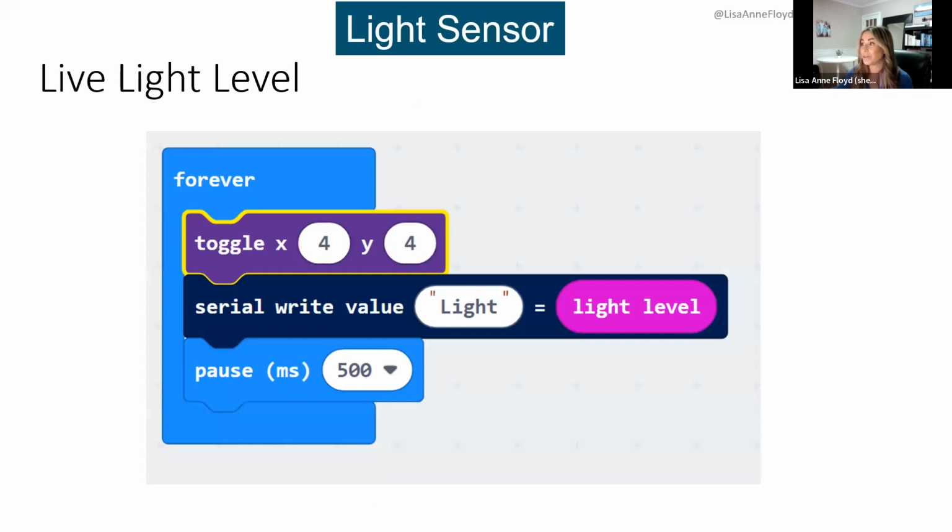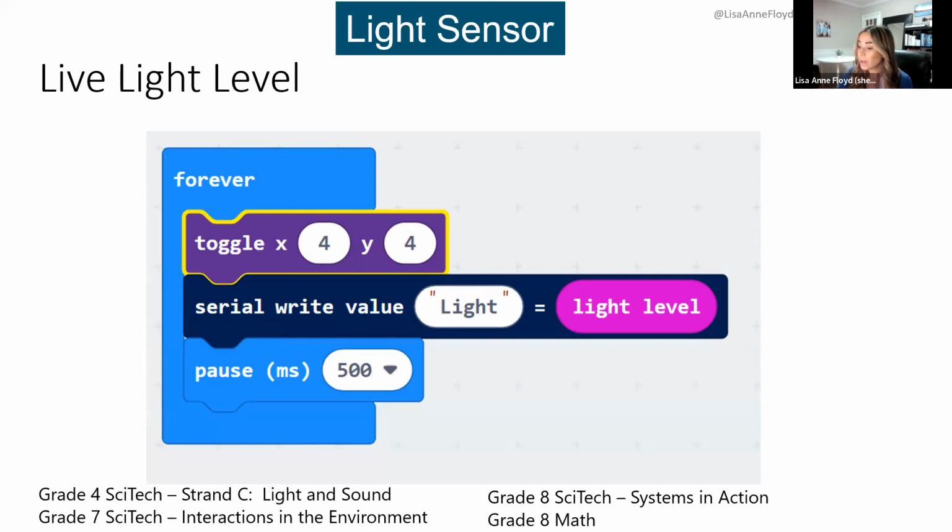So the first example I'm going to do is to incorporate the light sensor. I'm going to do this live for you, but you can see the code there that we're going to be using. So we're going to be collecting light data. You can imagine there are many different strands in the grades 1 to 9 expectations that you can take a look at. So in grade 4, obviously, it's light and sound. There's a strand called light and sound, so we can connect to that. In grade 7, interactions in the environment, we take a look at abiotic factors in an ecosystem, light being one of those.